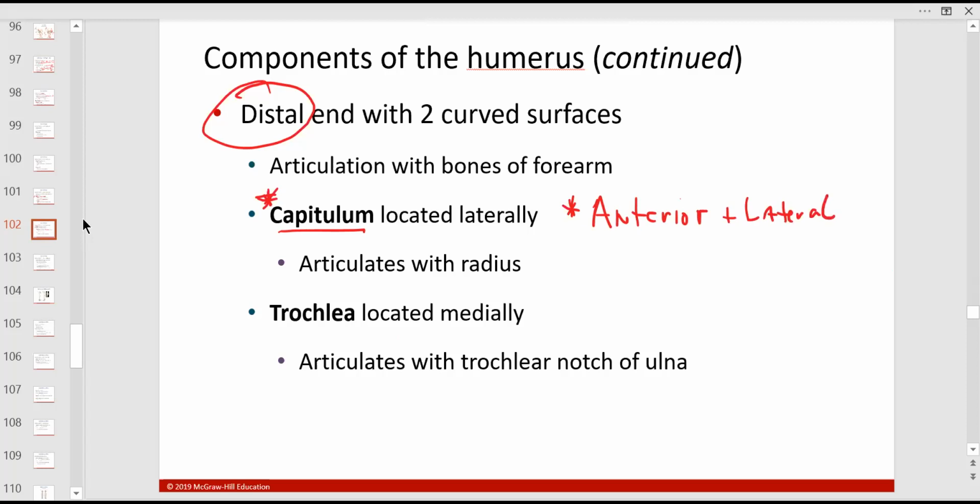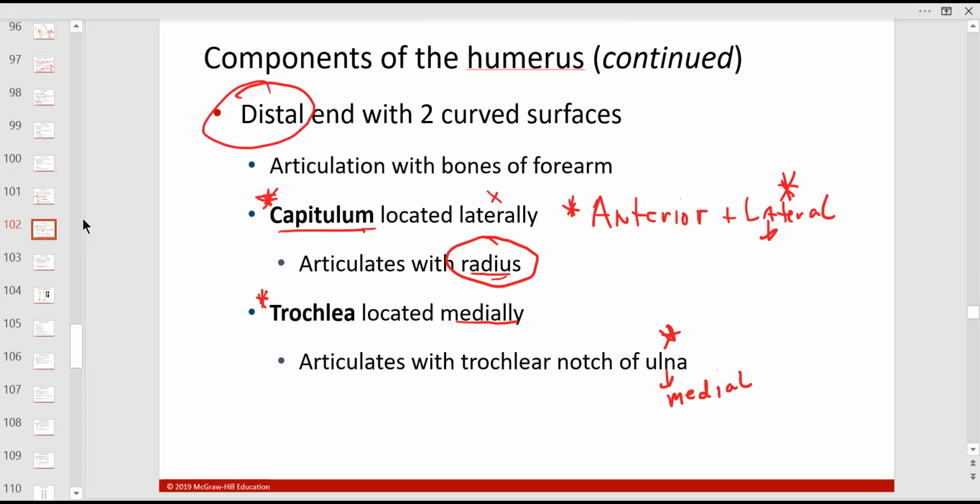If it's anterior and lateral, it articulates with the radius, because in the anatomical position, the radius is the lateral bone, thumb side. So the capitulum is going to articulate with the radius, laterally. And it looks like a little marble. Trochlea looks like a little bow tie, and that's medial, and it's bigger. And that's going to articulate with the ulna, because the ulna is medial in the anatomical position.